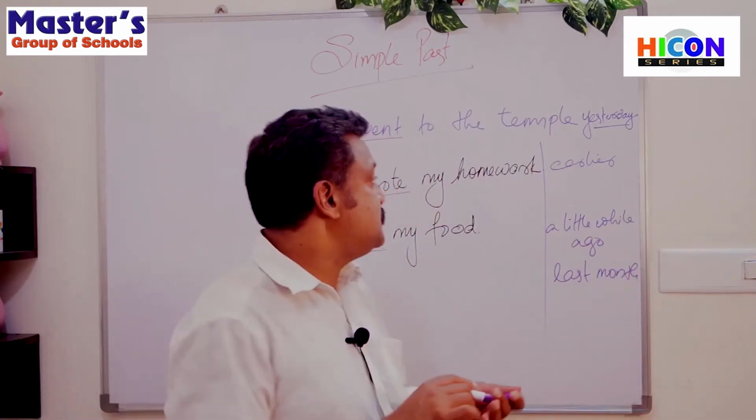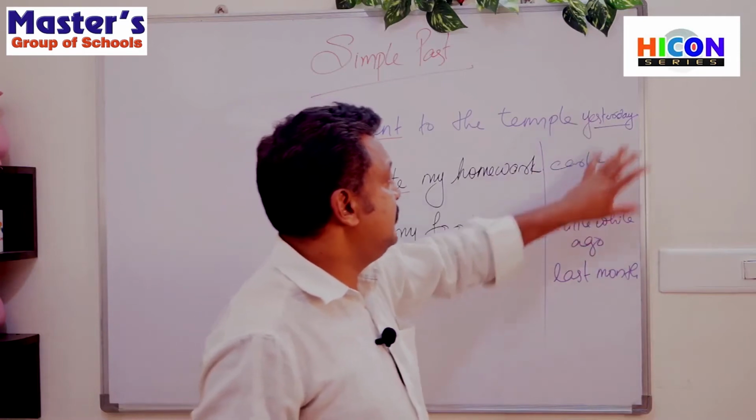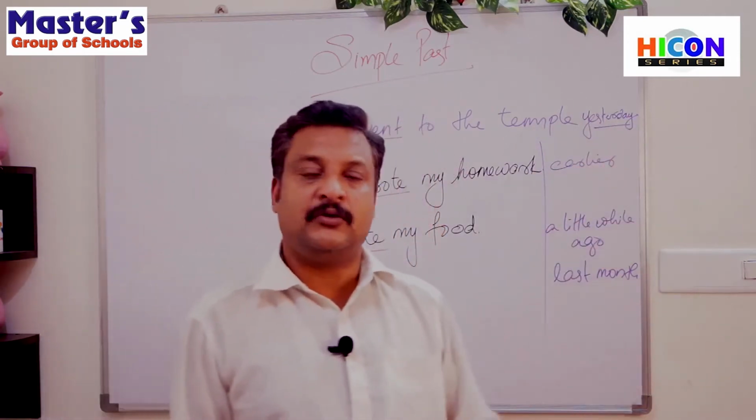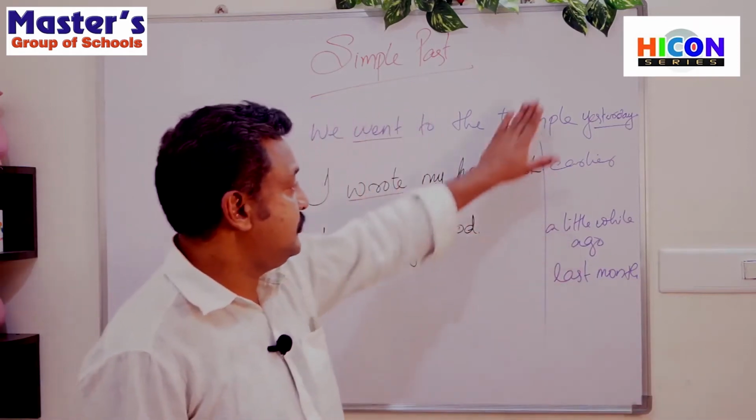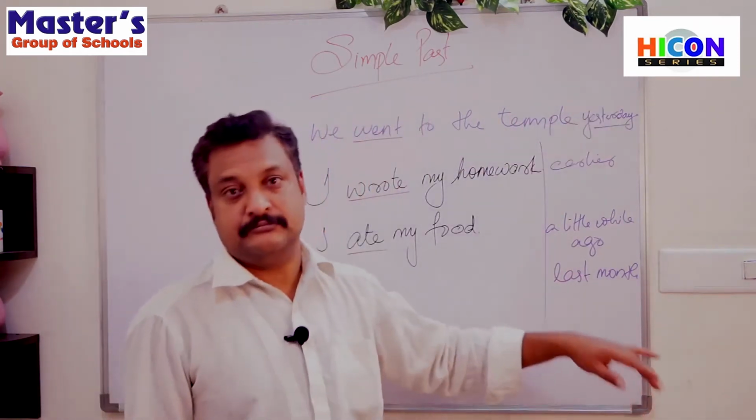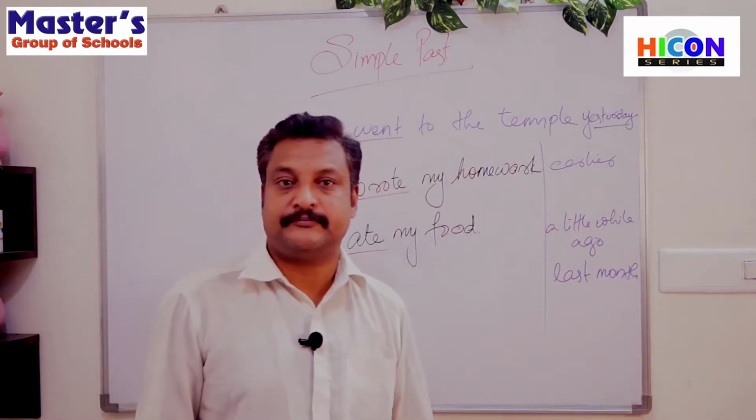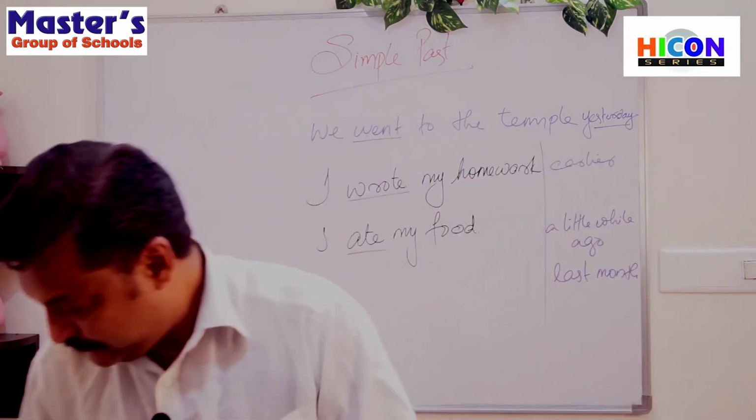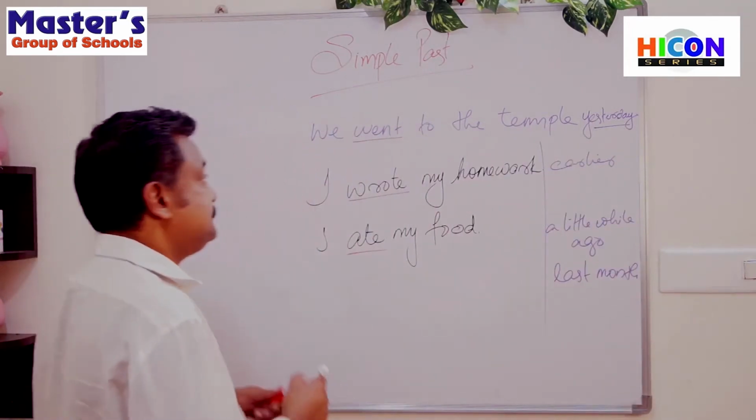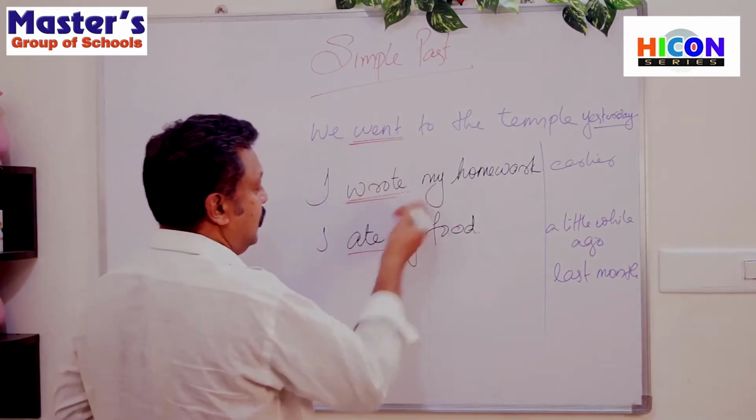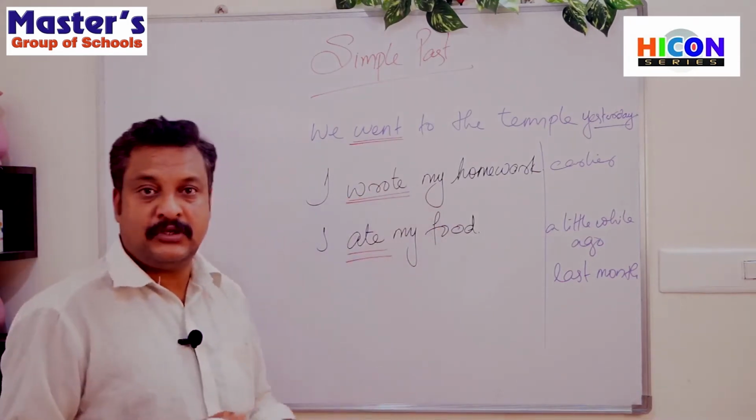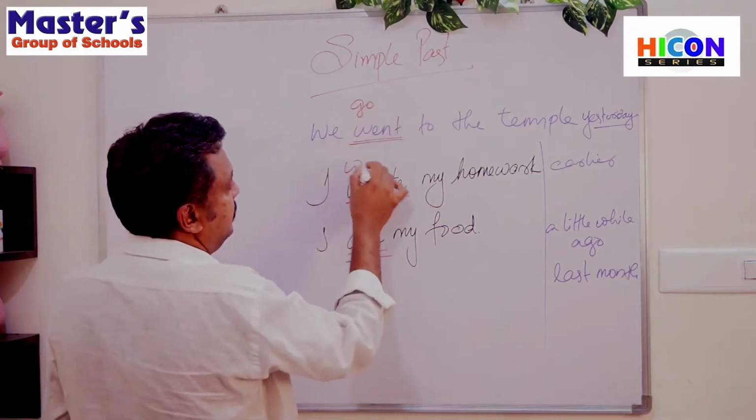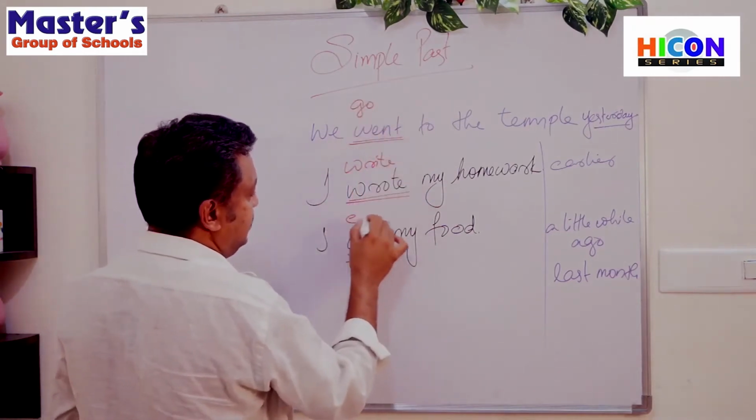So we usually use these words: yesterday, earlier, last month, or last night, or a month ago, or last week. These words are used to express the time of this action being completed. Right? Now, see, we use a verb here, na? Went, wrote, ate. We actually write go here, or write here, or eat here.